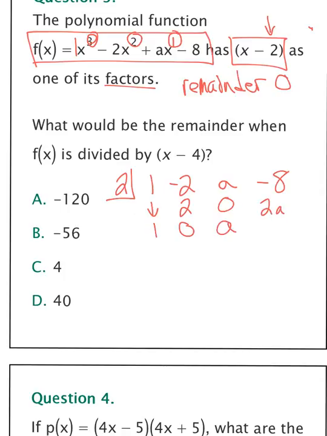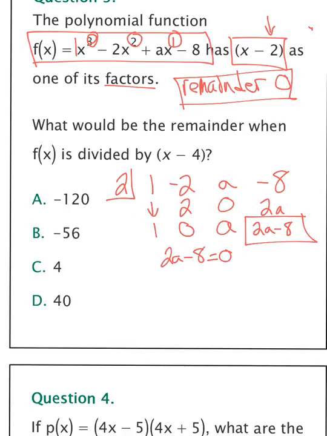Now if I add my last column, they're not like terms, so I just have to leave it as 2a minus 8. Now what we're saying is the remainder needs to be 0, so this has to be set equal to 0. So if I do 2a minus 8 equals 0, that will give me 2a equals 8, a equals 4. So now, what's going to be the remainder if I divide it by x minus 4? So I'm going to put 4 in the half box.